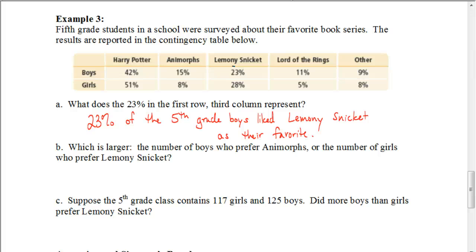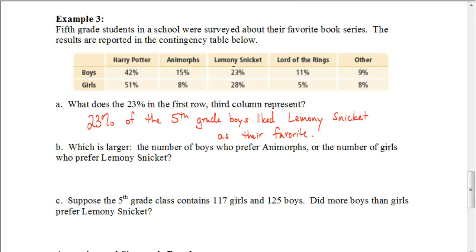It says, which is larger, the number of boys who prefer Animorphs or the number of girls who prefer Lemony Snicket? Now you got to be careful because you might think that it's 15% of the boys that like Animorphs and 28% of the girls like Lemony Snicket. However, the fact that they're giving us percentages rather than actual amounts limits what we can do because we don't know the actual amount of boys that liked Animorphs and we don't know the actual amount of girls that like Lemony Snicket.